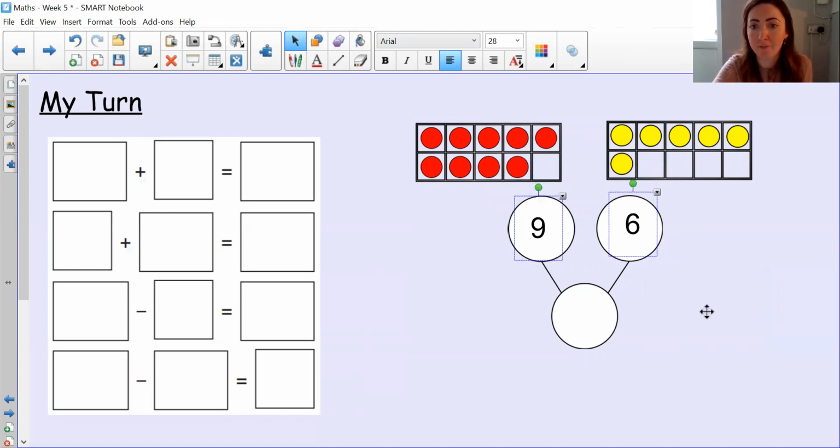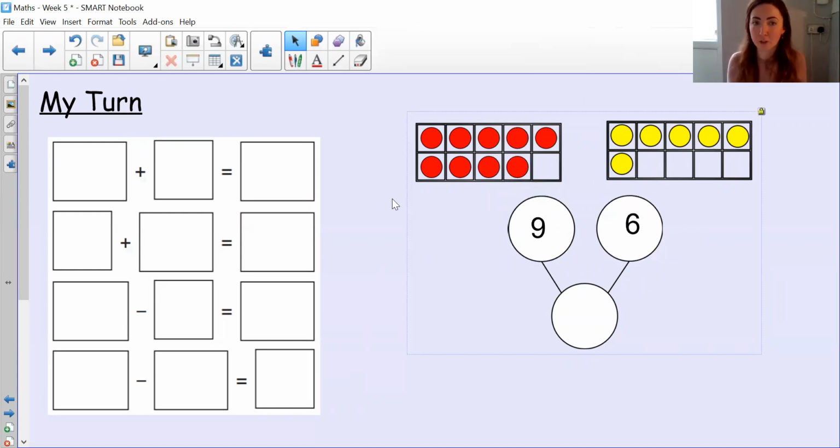Hopefully you can see that a bit better. So 9 and 6 are the 2 parts, and to find the whole number, we simply need to add the 2 parts together, don't we? Now, am I going to count them all individually like this?